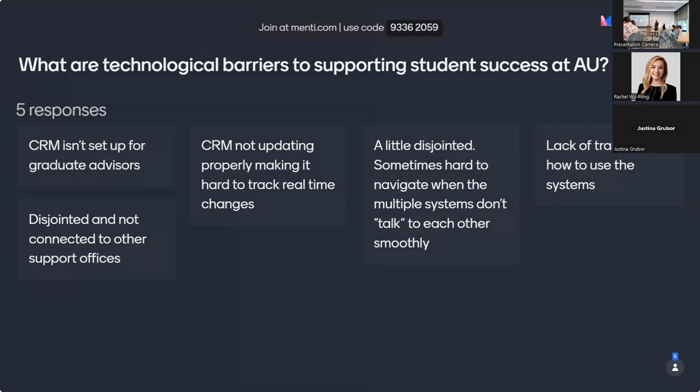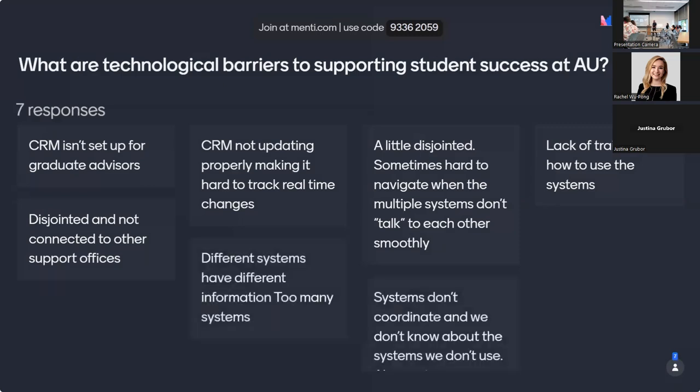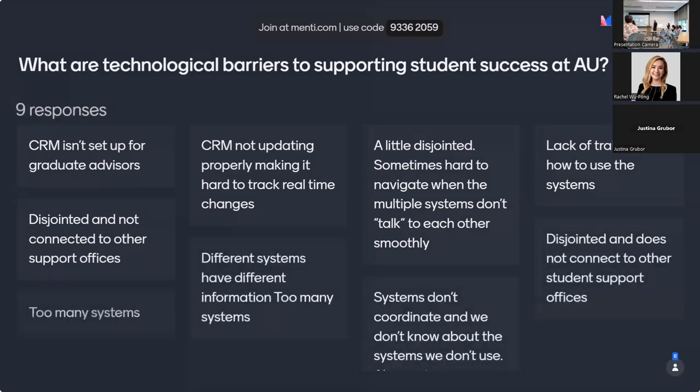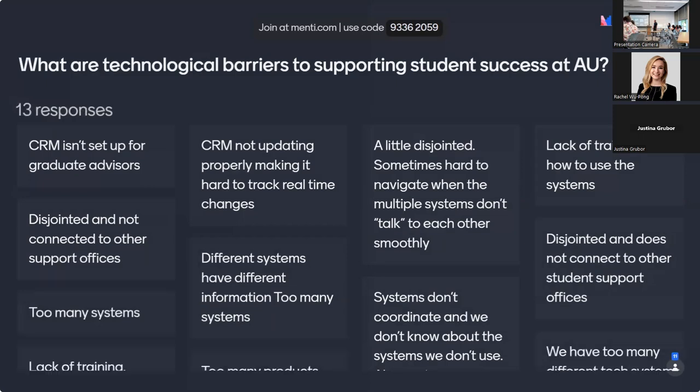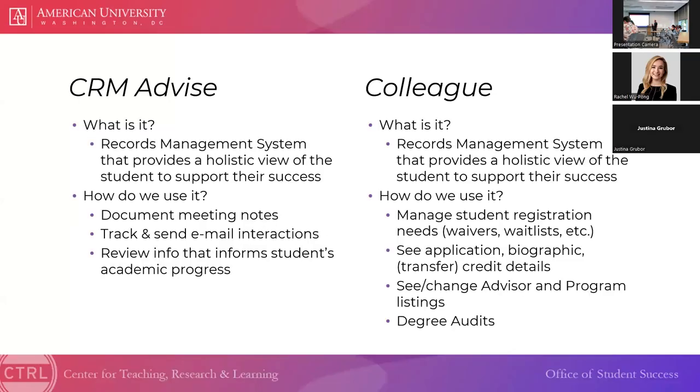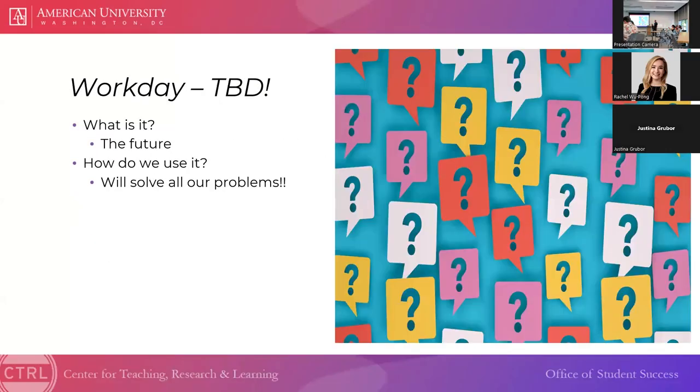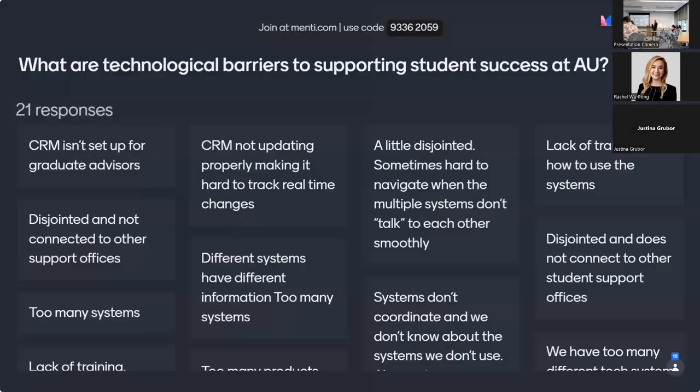Right, so there are comments about CRM again: not updating, not being set up for certain populations. Systems don't talk to each other. Too many systems. Systems don't coordinate with each other. Lack of training on the systems. Lack of training again. Yes. That's great.